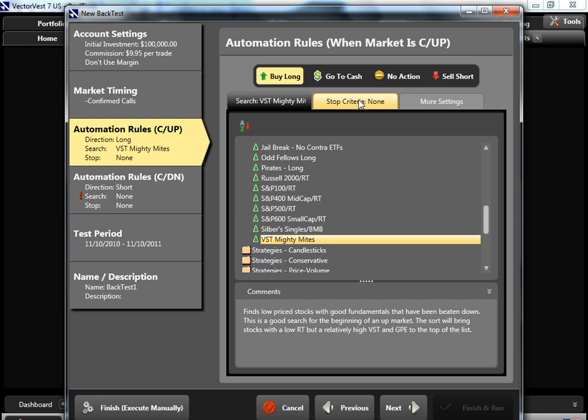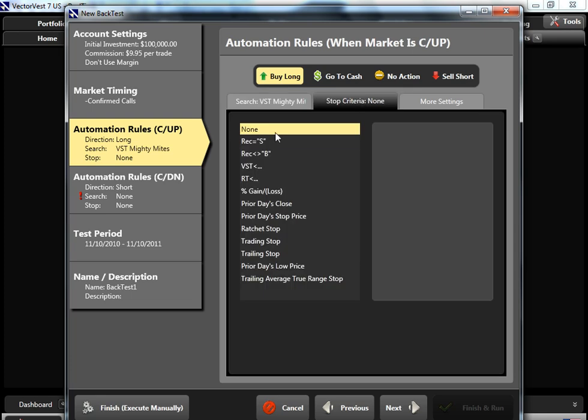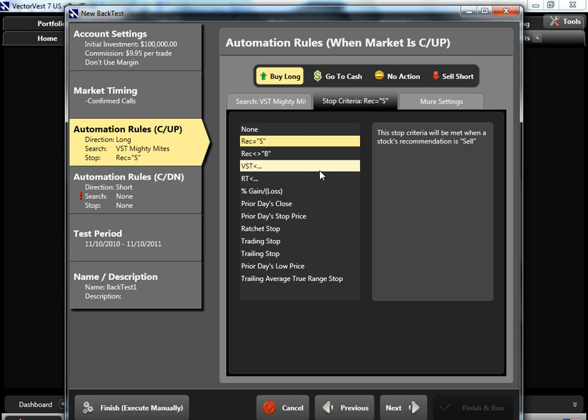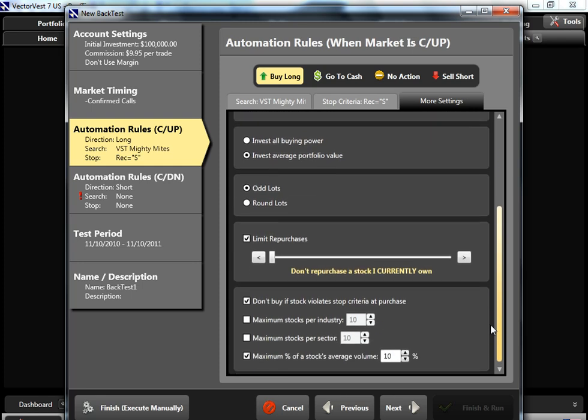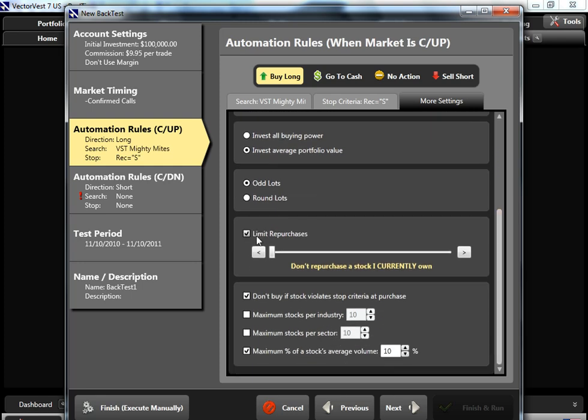Next, we come to our stop criteria tab. And while there's none there now, let's put a rec equals sell as just a default so we can see what we do on a performance basis. And then finally, for the more settings, we will automatically replace 10 positions. We'll open all 10 at the same time. We'll close any positions when we get this signal. We're going to invest the average portfolio value with odd lots. We will limit repurchases so I don't repurchase anything that I currently own. Don't buy a stock if it violates the stop criteria at purchase, and the maximum number of stocks, percentage of stocks average volume is 10%.